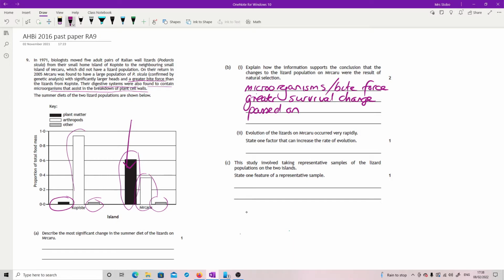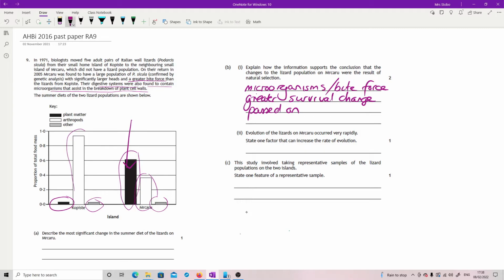Okay. So each time that you have an improvement to survival chance, then you have greater fitness, and the greater the fitness is, the more likely it is to pass on. That's basically what we're looking at.